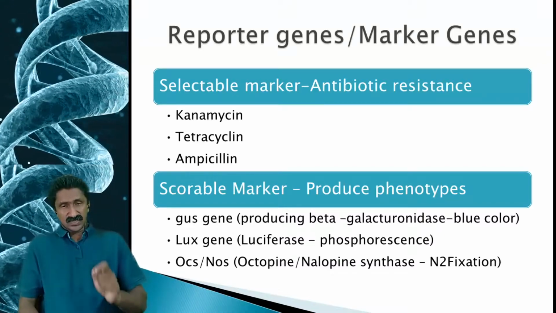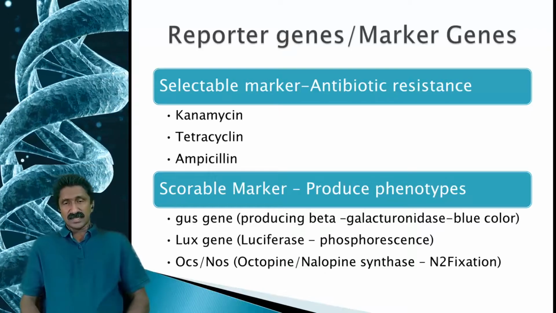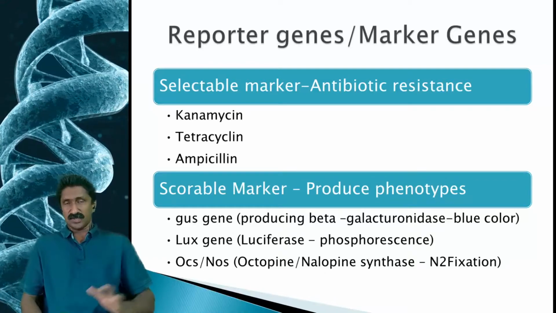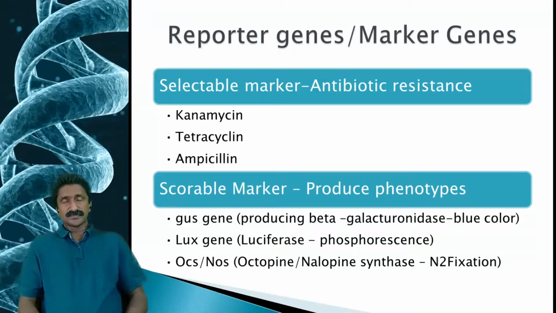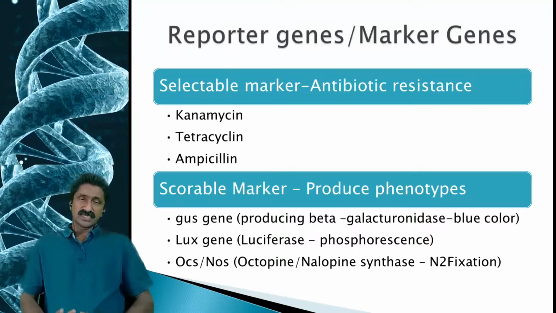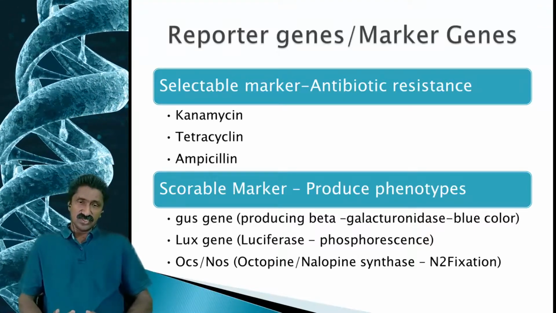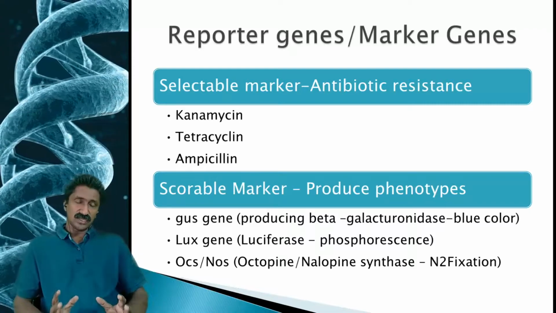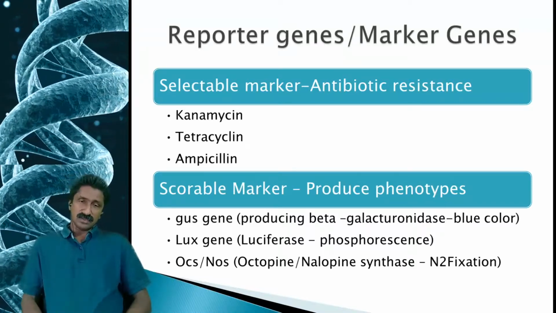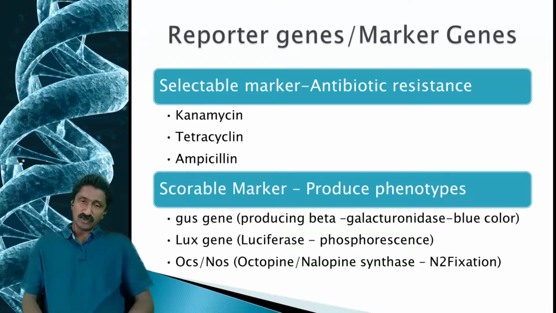Now, the second category is a scorable marker. Scorable marker means that they produce visible phenotypes. For example, we have the GUS gene that is producing beta-glucuronidase, which is based on blue color production by the colonies. So that is one gene that is regarded as a scorable marker.